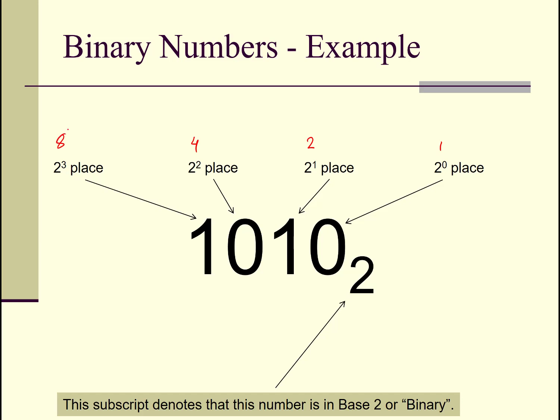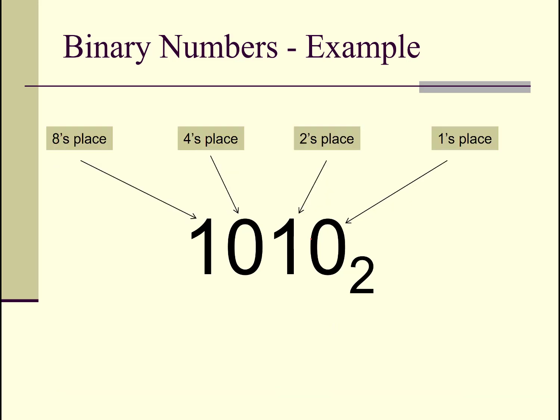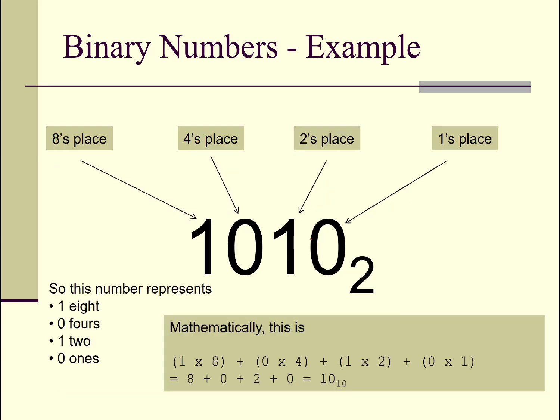So if we want to find the decimal representation of this number, what do we have to do? Remember how you did it from the decimal, and return back here and see. In this case, I just need to multiply 8 by 1, 4 by 0, 2 by 1, 1 by 0. This is the mathematical representation, and finally 1010 in binary can be converted to 10 in decimal.